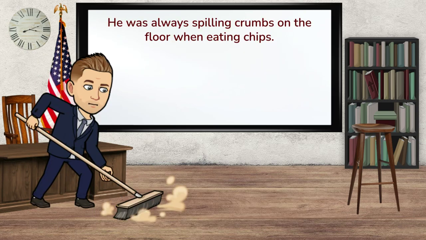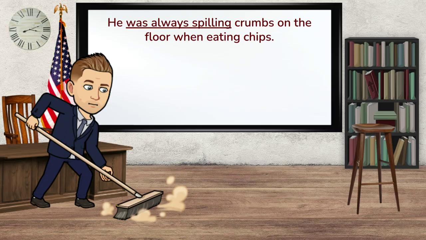He was always spilling crumbs on the floor when eating chips. So where is the past continuous verb tense here? Was always spilling. Now, always, remember, we tossed that in there. So it really would be was spilling. But in this case, it's kind of a phrase, was always spilling.